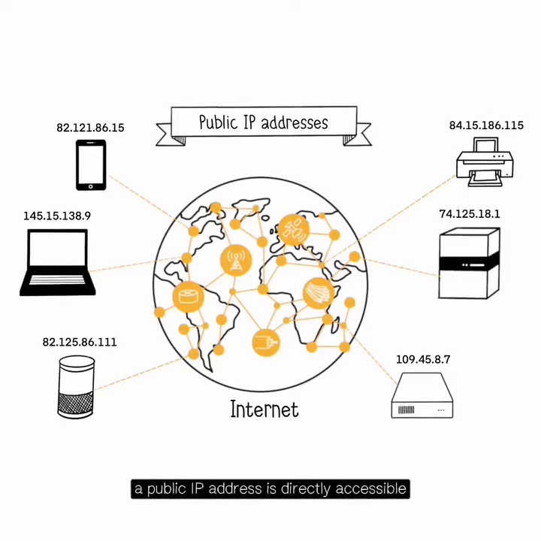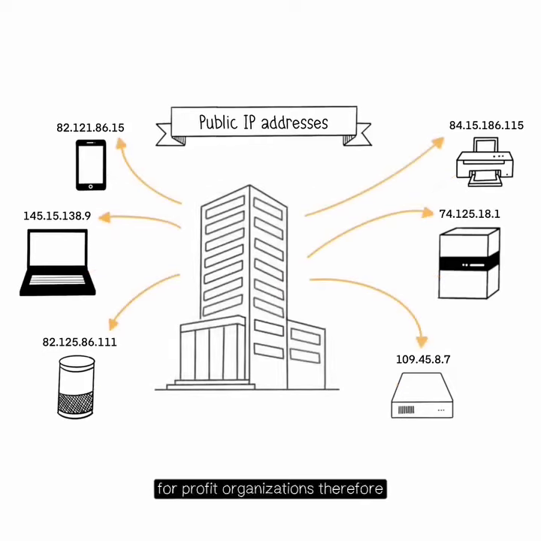A public IP address is directly accessible on the internet. Generally, public IP addresses are held by for-profit organizations. Therefore, there is an identifiable owner for different IP addresses. So, yes, it's possible to trace the origin of a public IP address, especially with organizations that own these public IP addresses, such as internet service providers, who assign public IP addresses to modems.